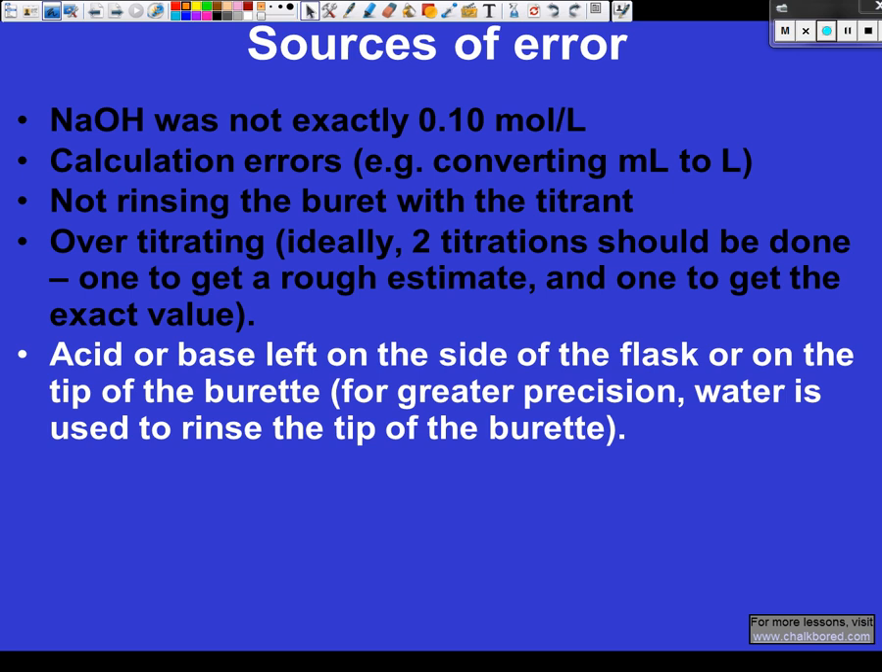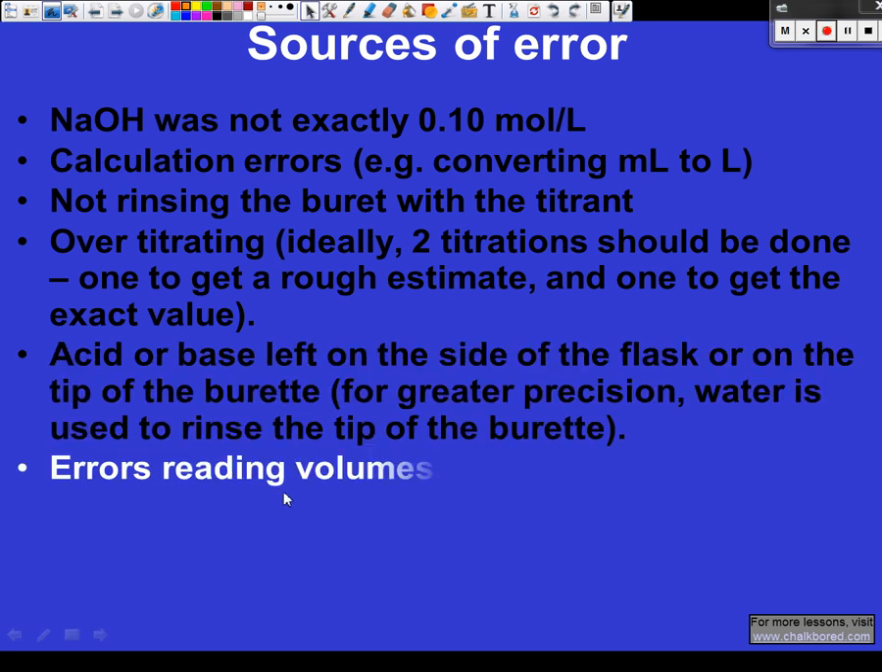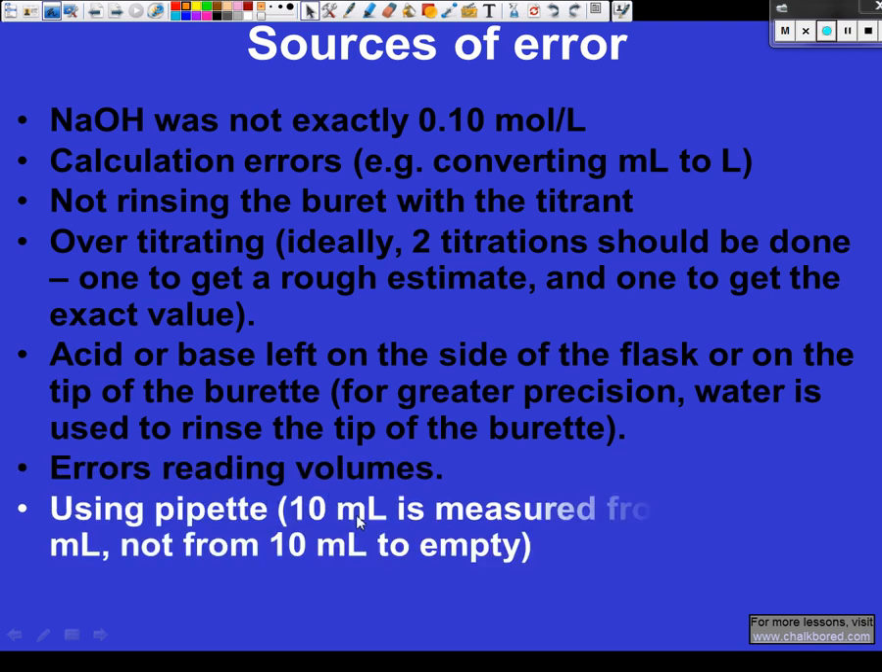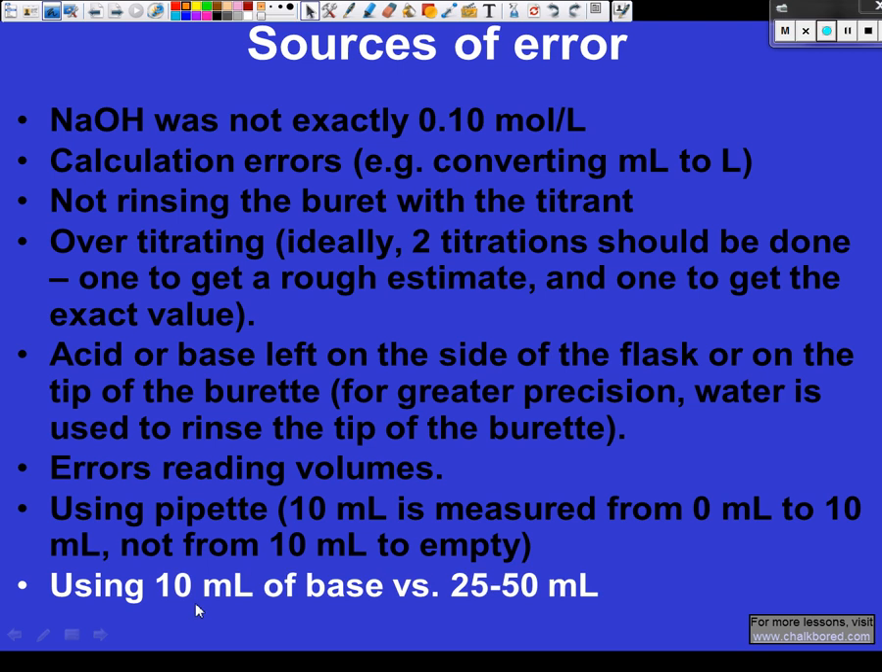Did it come out? It came out, but did it ever hit the bottom? No, and that could cause an issue as well, okay? Or if it's still hanging on the tip of the burette. It came out, and you could read it, but it may not have affected your solution, okay? Error reading volumes. Do you agree that reading that burette could be kind of tricky? If you don't read, because remember, it's opposite. So if you give it the wrong value. Using pipettes, basically, I don't really know why that would be wrong. And then using 10 mils of a base versus 20 to 25 mils, I don't know what that has anything to do with either. Okay?